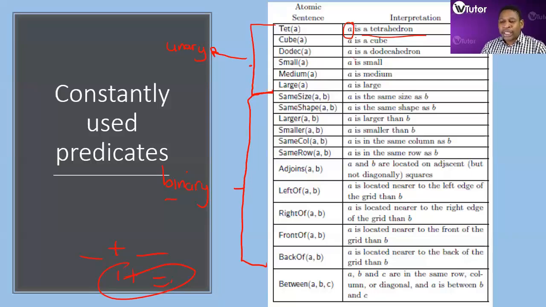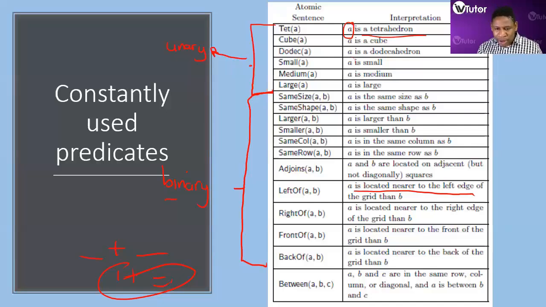Now, you need to know the definitions. Right? Same row and same column is easy. Left of: we are saying A is located nearer to the left edge of the grid than B. Then, interesting, left of and right of become defined. Front of: nearer to the front than B.